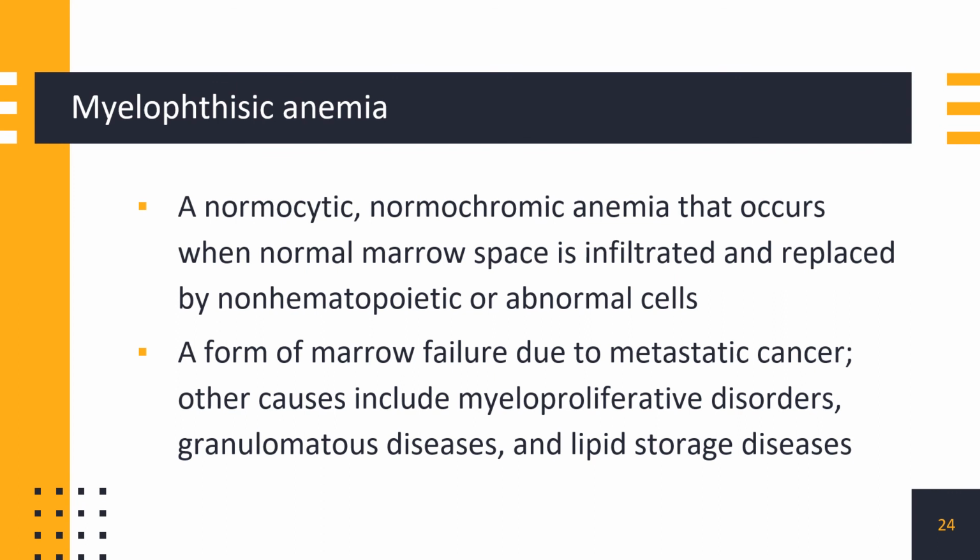Myelophthisic anemia is an anemia characterized by a normocytic normochromic form that occurs when normal bone marrow space is invaded and replaced by non-hematopoietic or abnormal cells. It is a form of marrow failure due to metastatic cancer, and other causes include the myeloproliferative disorders, granulomatous diseases, and lipid storage diseases.